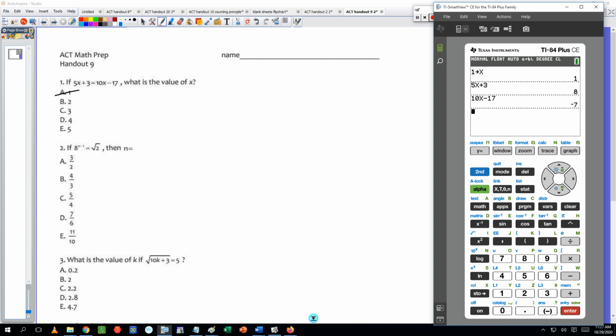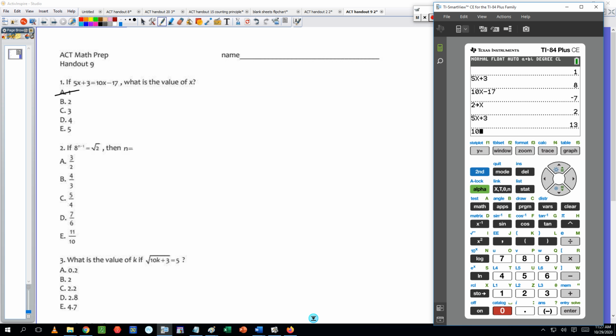I do it for 2. Take the 2, store it. I type out the things again, 5x plus 3. And there's another way of doing this without typing all that out. I'll show you in a second on a better problem. Nope, not a match. Cancel out 2. Take 3, store that for my x. 5x plus 3, 10x minus 17. Nope, not an answer.